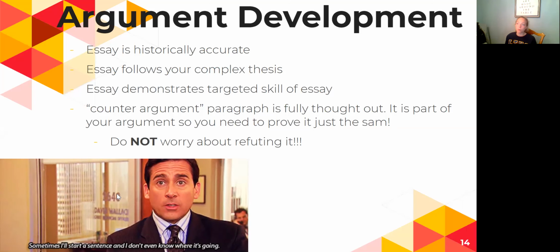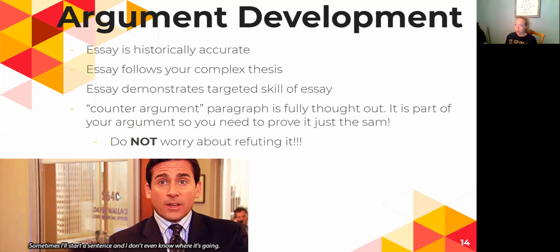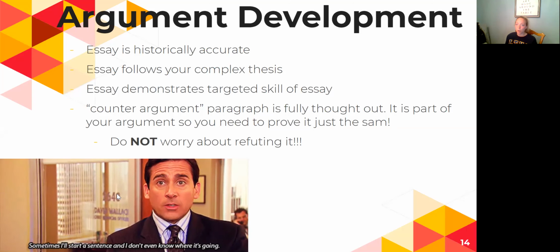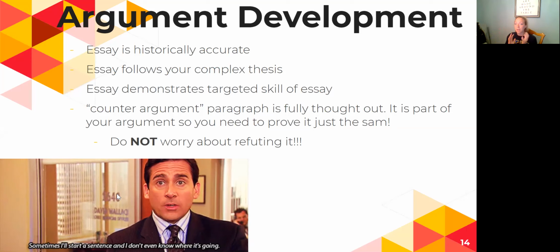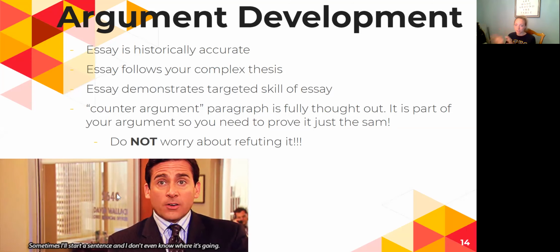So this is generally, is your essay accurate? Does it follow your 3 subtopics? And is it complex, does it have a counter argument? Now, the one thing I want to take note of is the counter argument. I feel like this is the part where students get most tripped up, because they feel like they have to refute the counter argument. You do not. Of your 3 body paragraphs, the counter argument and your other 2 supporting your main argument, all 3 should be given the same amount of attention, TLC, and evidence as each other.